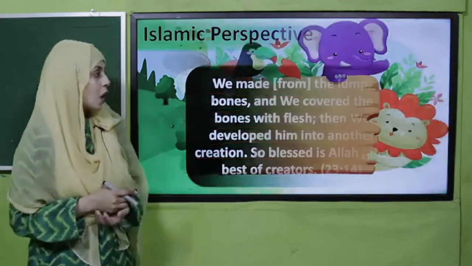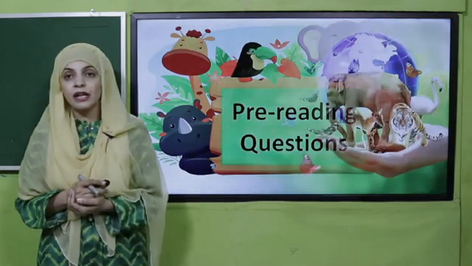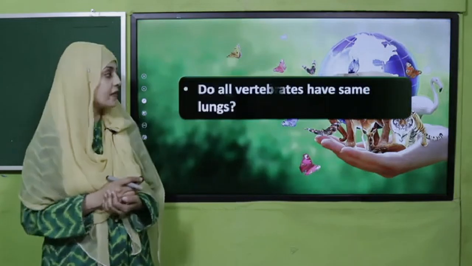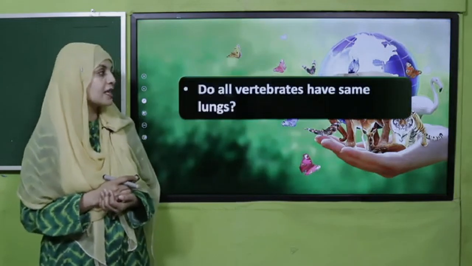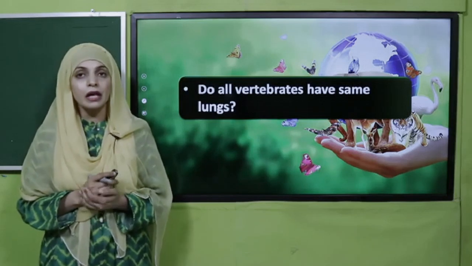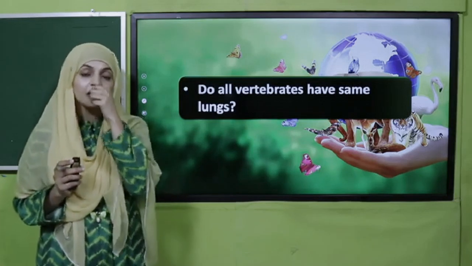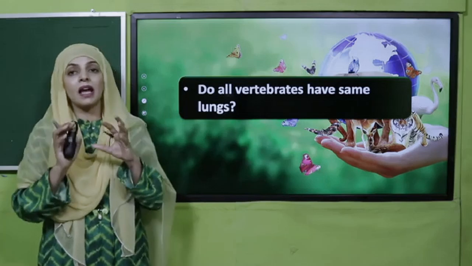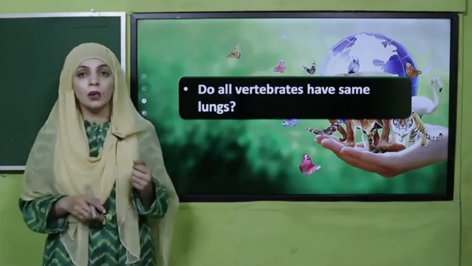Okay, my dear students, now is the time for the pre-reading question. Quickly listen to the questions very carefully and then answer. Do all vertebrates have the same lungs? No, the lungs are different in different types of vertebrates. Lungs are present in all vertebrates for breathing, but they are of different types.